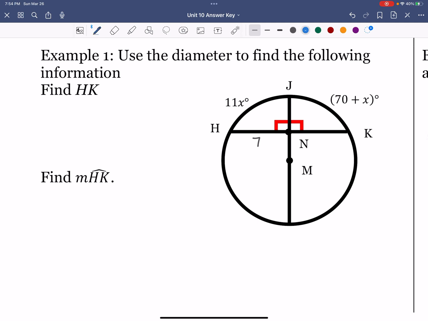So I know that MJ is perpendicular to HK. Since they are perpendicular, it creates a bisector, making HN and NK congruent, meaning they are both 7. When I add them together, I get 14. And since I don't have a unit of measurement, I don't have to put anything there. I can just leave it as 14.